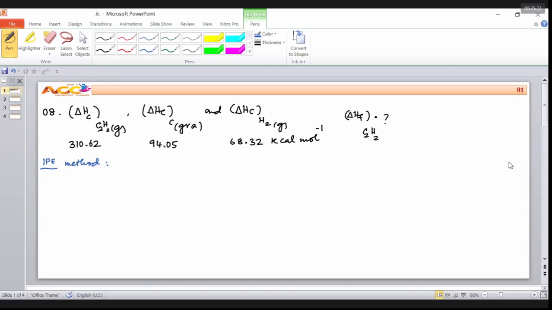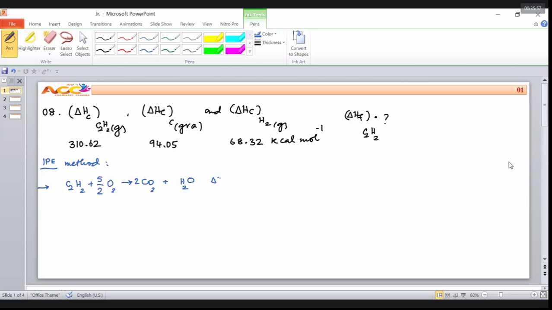Okay, come on, start. First of all, we write the equations which are given to us. What is given to us? First of all, combustion of acetylene. C2H2 plus oxygen gives you CO2 plus water. Two carbons available, two hydrogens available. 4 plus 1, 5, so 5 by 2.